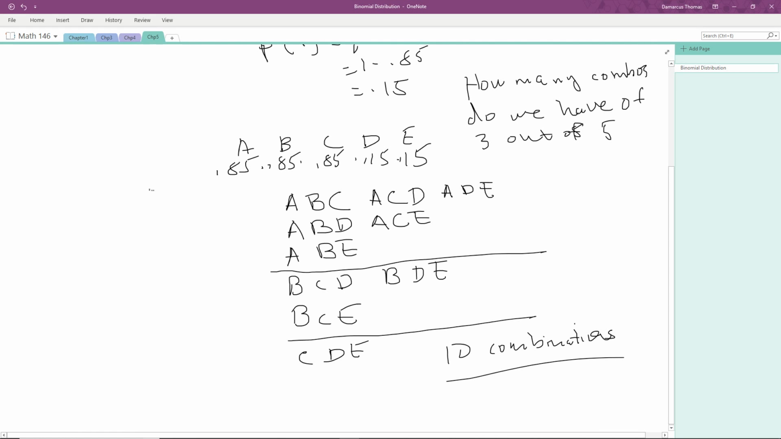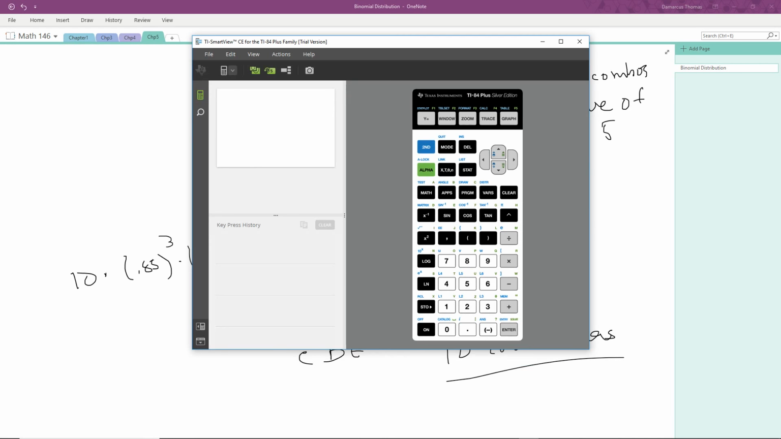And so how we would handle that is we'd say it'd be 10 times 0.85, and we know it's going to be to the third power, and then times 0.15 to the second power, because we knew that there would be 3 successes and 2 failures out of the 5 total, and there are 10 different combinations. And when we calculate this out, that would actually give us the correct probability.